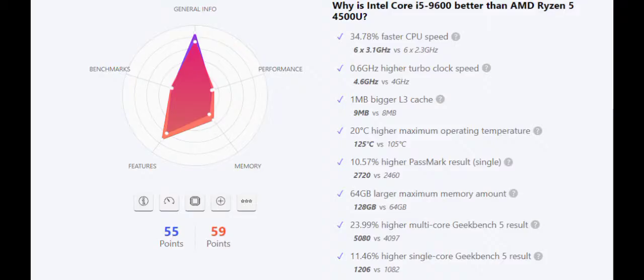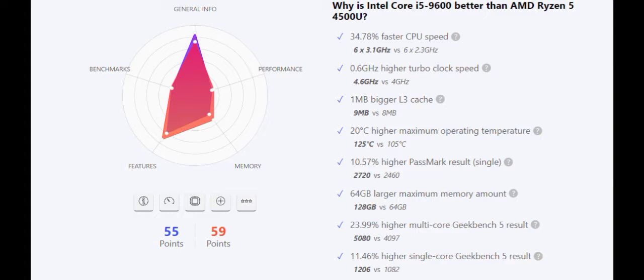So, why is Intel Core i5-9600 better than AMD Ryzen 5 4500U? First, it has a 34.78% faster CPU speed, because the i5 has 6 times 3.1 GHz compared to the 6 times 2.3 GHz of Ryzen 5. In terms of turbo clock speed, the Intel i5 also takes the lead.